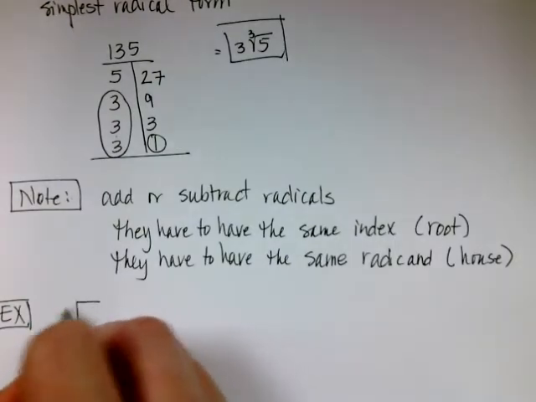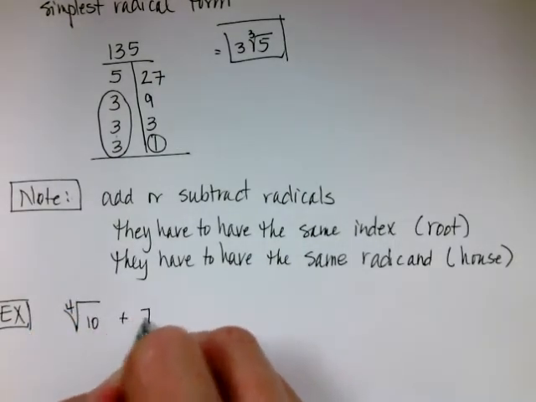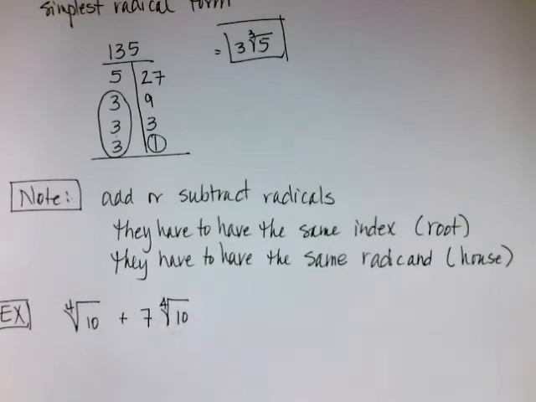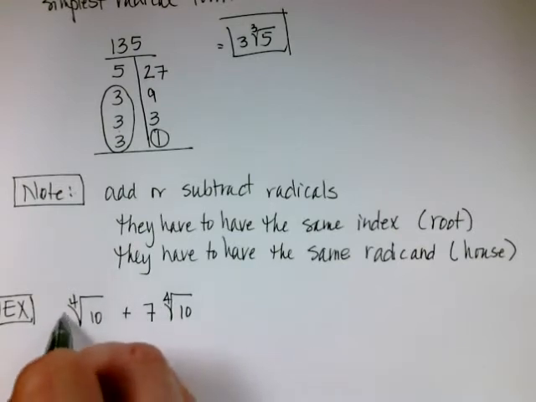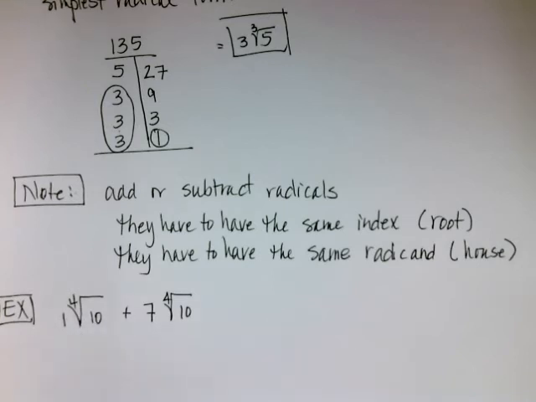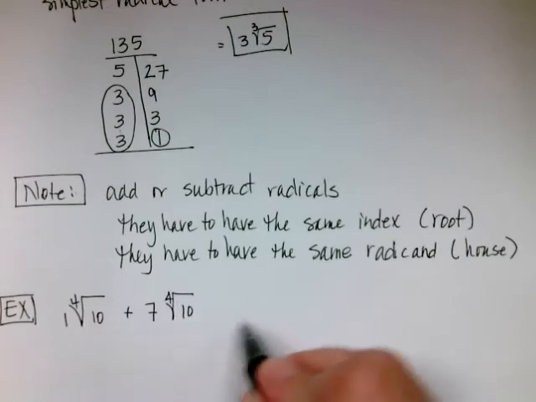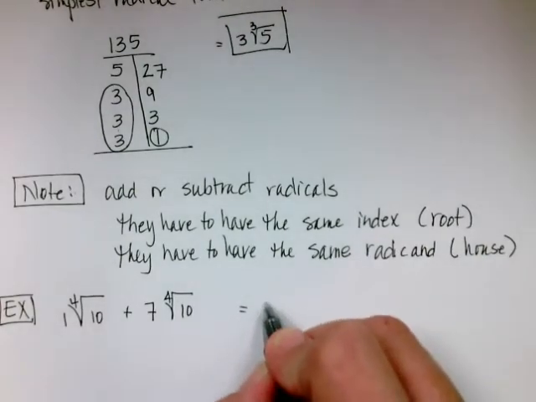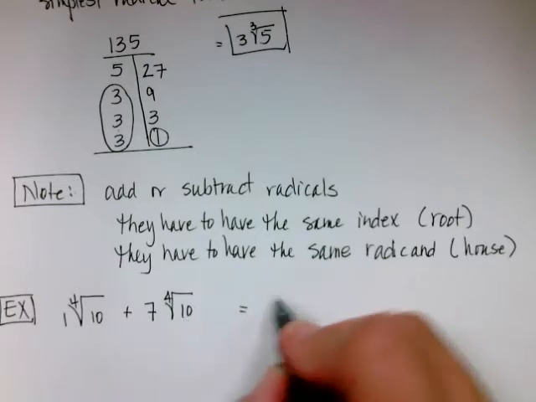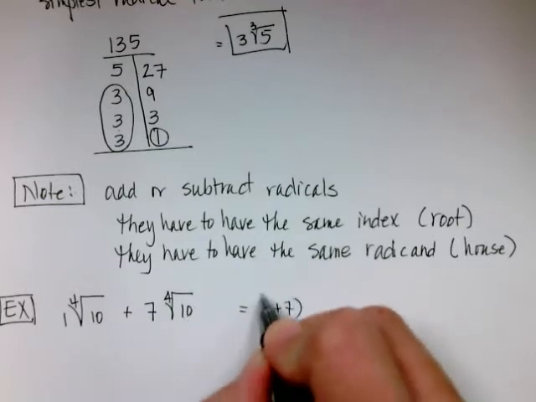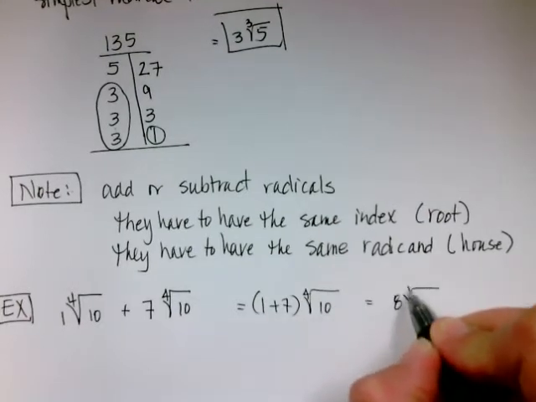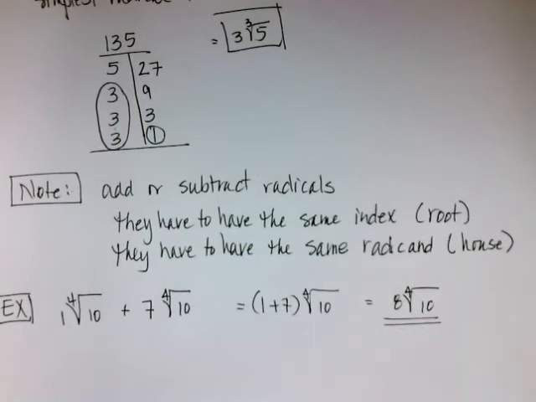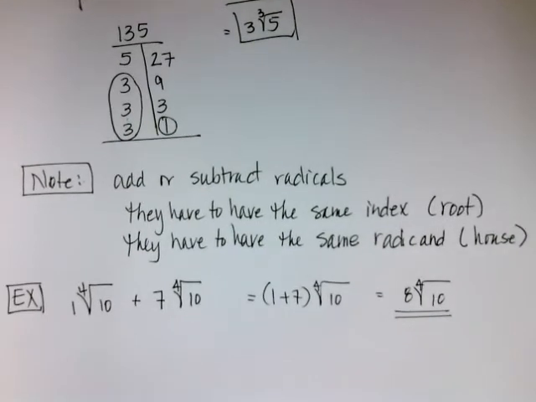So I'm going to have the fourth root of 10 added to 7 times the fourth root of 10. Notice that both of my radicands are the same and both of my indexes are the same. And this is just like factoring. I'm going to put a 1 out there because if it's not there, it's not a 0. It's always a 1. Okay, they have the fourth root of 10 in common. So this is going to be 1 plus 7, those numbers play together, times the fourth root of 10. So this is going to be 8 times the fourth root of 10. And that would be my answer because that is simplified or added together.